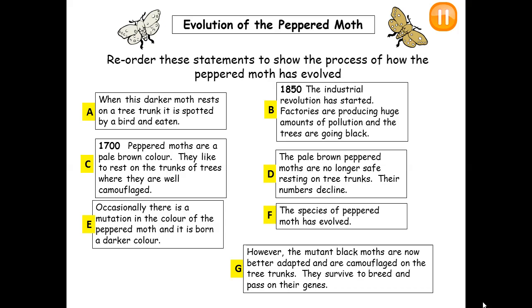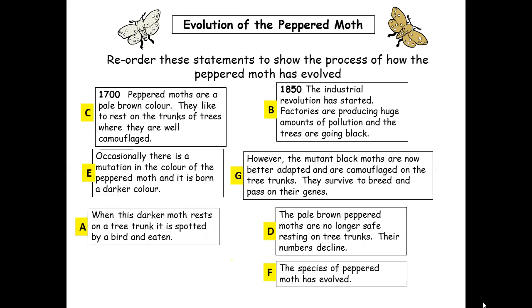Okay, let's have a look at the mark scheme. The right order is C, E, A, B, G, D, F. In the 17th century, pepper moths were pale brown, so they were the light ones. Occasionally there is a mutation for the black one. When this dark animal rests on the tree trunk, it is spotted by birds and eaten. But in 1850, the Industrial Revolution started and covered the trees with smoke. However, the mutant black moths are now better adapted. The pale brown pepper moths are no longer safe, and the species of pepper moth has evolved.